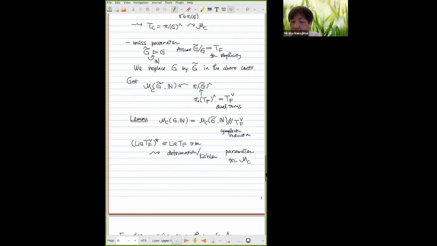Yeah, it's the same, but you must be a little careful. Even if you take generic M, the Coulomb branch may not be smooth in general. Yeah, sure. It depends on the gauge theory. Sometimes it is a resolution, but sometimes not. Okay.